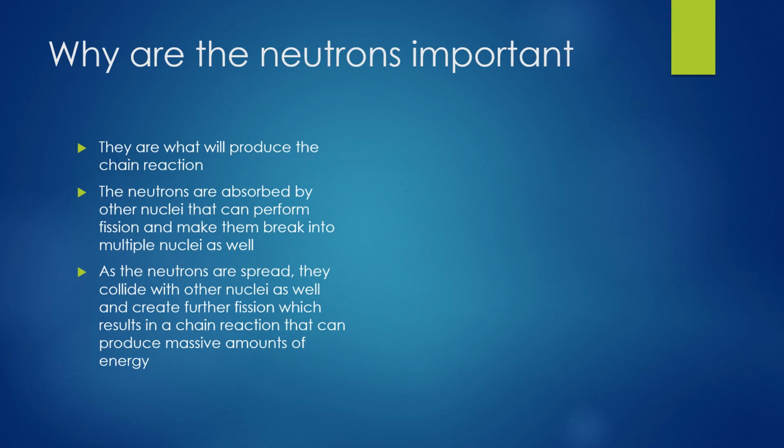So why are the neutrons so important? And that is because they are what produce the chain reaction. As those free neutrons are released, they can be absorbed by other nuclei that are able to perform fission, and then once they perform fission, they too break down into multiple nuclei, who then release even more free neutrons.